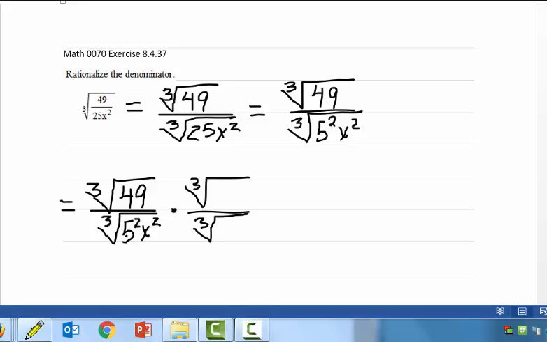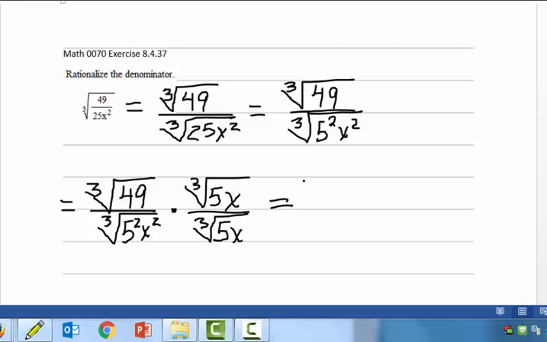So in the denominator, I have 2 powers of 5. In order for that to be a perfect cube, I need 1 more power of 5. I have 2 powers of x. In order for that to be a perfect cube, I need 1 more power of x. So now I'll have 5 cubed times x cubed. And whatever I multiply the denominator of my original expression by, I also have to multiply the numerator by that, because essentially I'm just multiplying by 1.